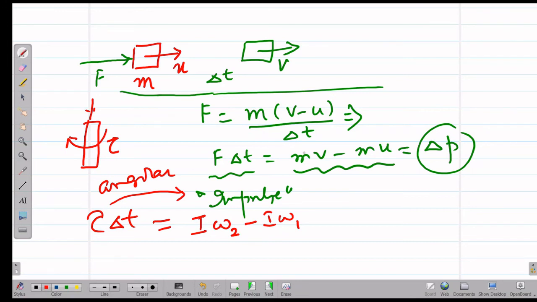In rotatory motion, we don't use mass. The equivalent of mass in rotatory motion is moment of inertia. So I can write that any torque acting on a body will create an angular impulse.